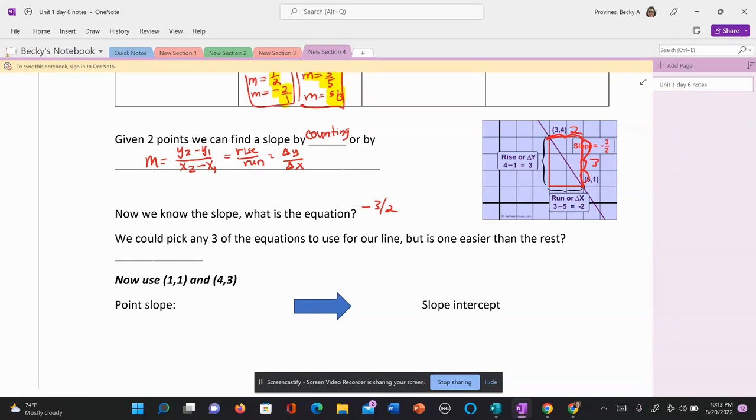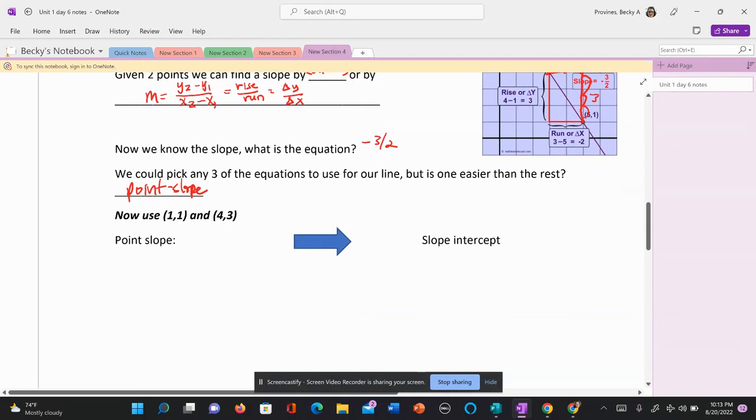So we can pick any of the three equations to use for a line, but which one's easier than the rest? Well, if they give you a point and they give you the slope, I would use that. Now, if you notice, you don't have the intercept. The intercept is where it crosses the y-axis, and it's not shown. So definitely for this problem, it is point slope form.